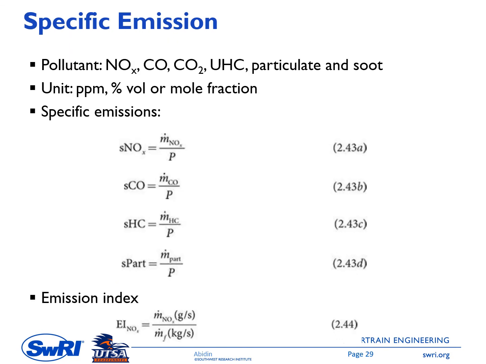The next one is for emission. So this is the list of the pollution produced by the internal combustion engine. So we have NOx, which is a group of NO and NO2, and then CO, especially for incomplete combustion. For sure, we have CO2, and then unburned hydrocarbon, particulate, and soot. This one is specific for diesel combustion. And for the unit of this pollutant, it can be ppm or percent, volume, or mole fraction.